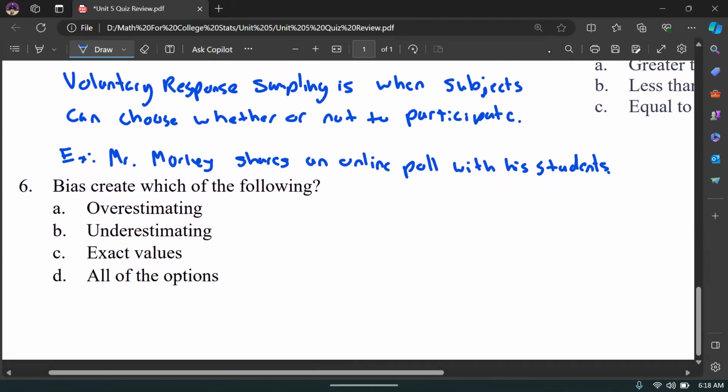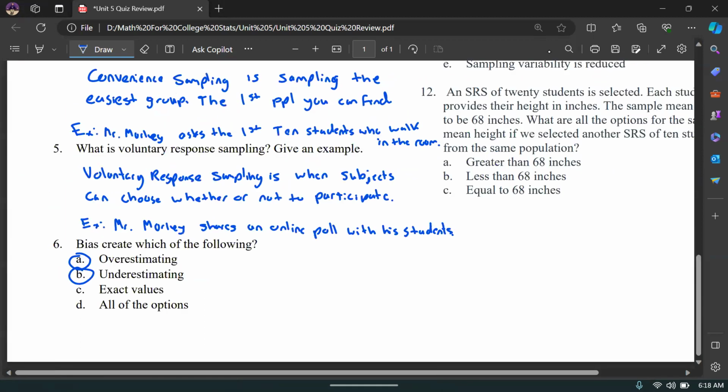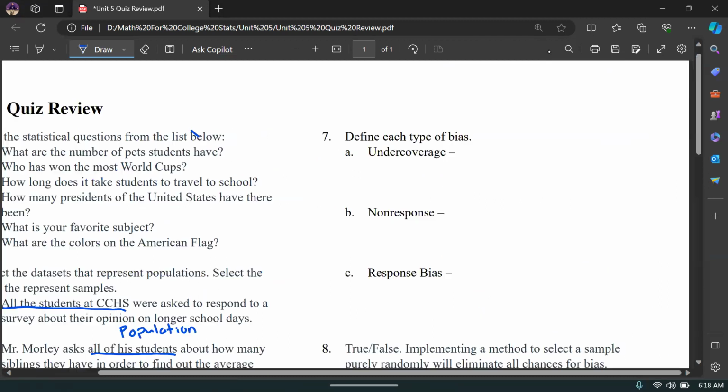Bias creates which of the following? Bias will create overestimating or underestimating. Bias doesn't create exact values. Bias is going to lead you to be inaccurate, and to be inaccurate, you would be overestimating or underestimating. So this is a multiple select question. It is not all options. It is A and B in this case, because exact values does not count. All right, moving on to number 7.